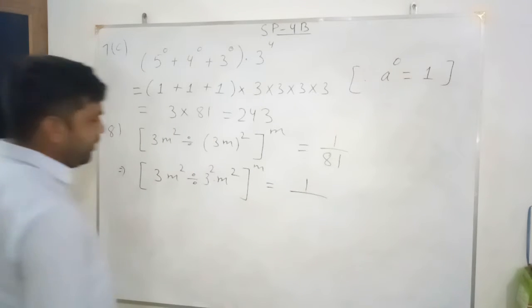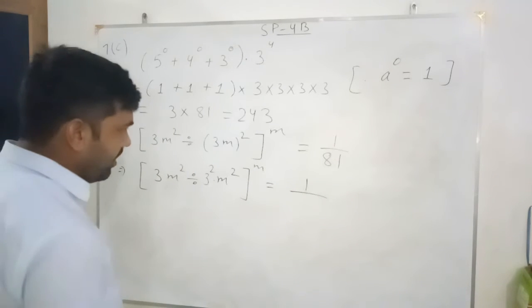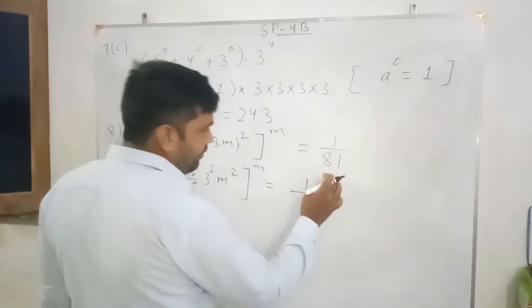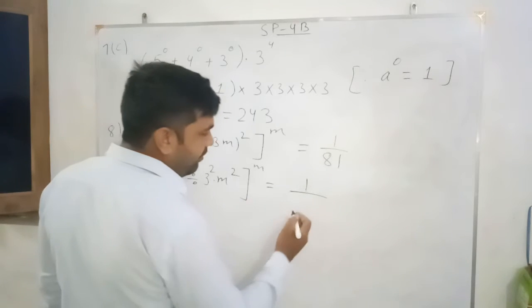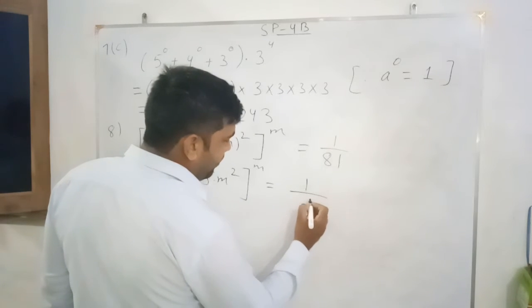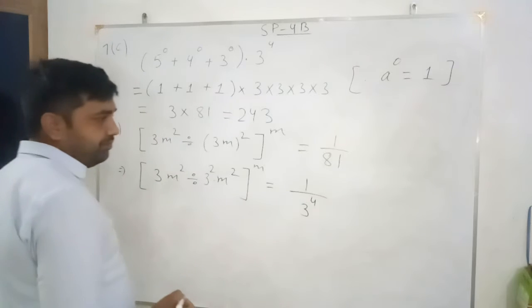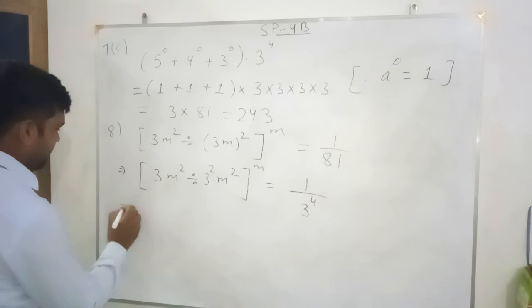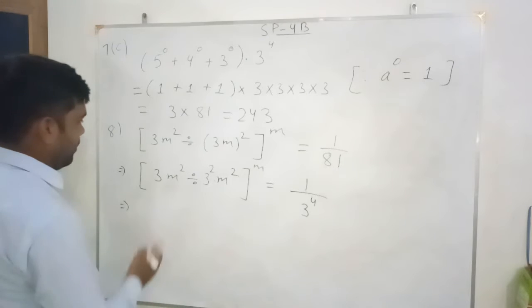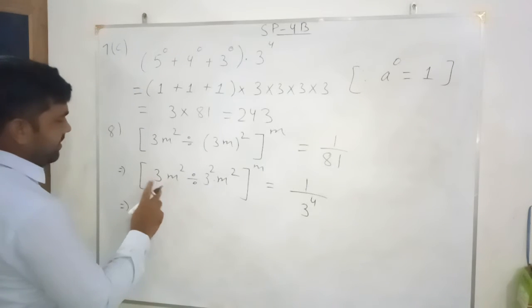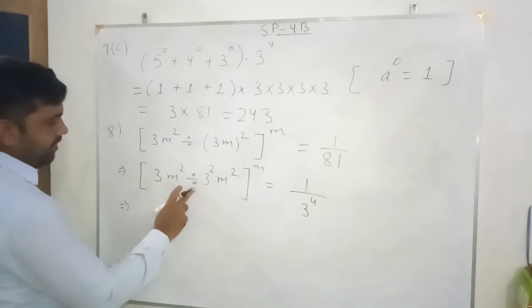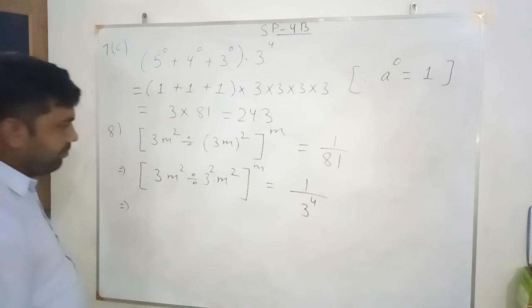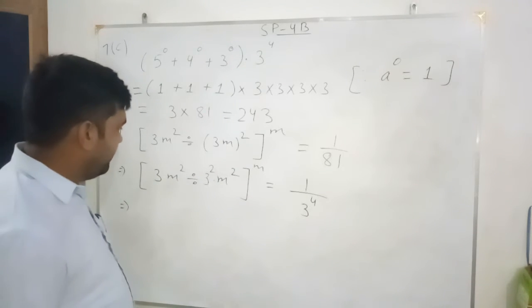So 81 also you can express in the form of 3's. When you find the prime factor of 81, you find that 81 is 3 to the power 4. That also you can write. Now next, here you can see bases are same, 3 divided by this 3 square, bases same and they are divided by each other. So what we can do, just we can subtract the powers.